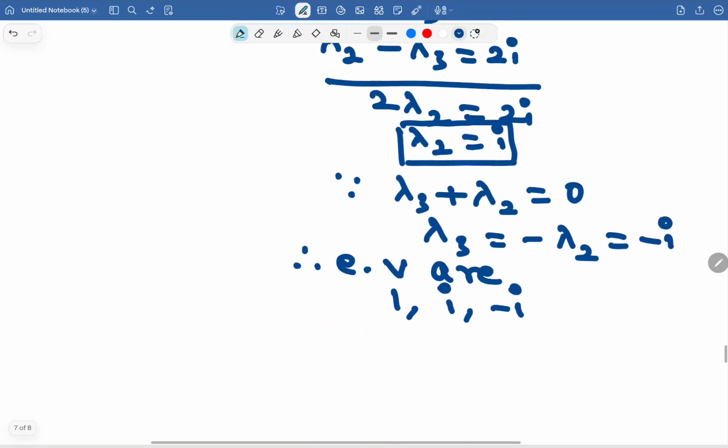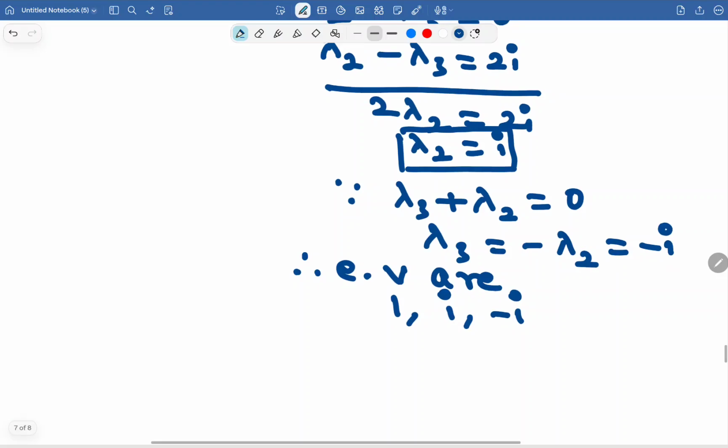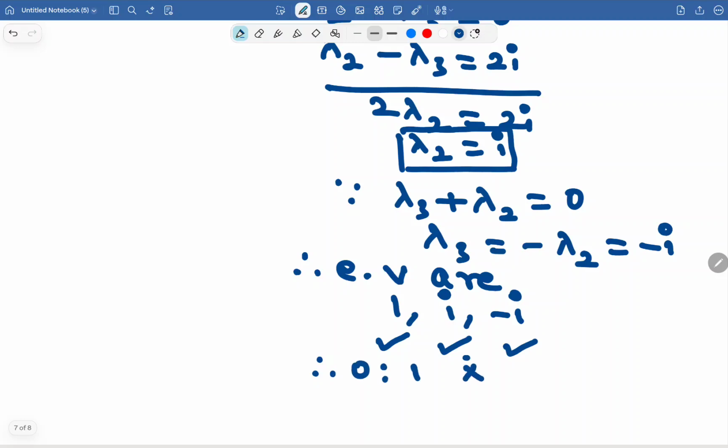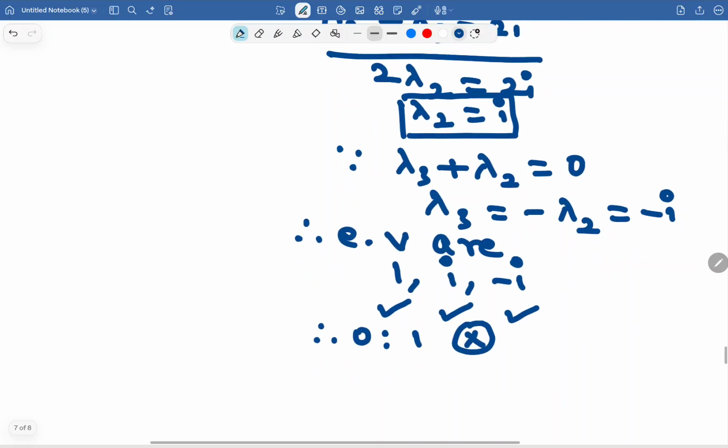Now check the options. First option: the characteristic polynomial of A has repeated roots. But we are getting one eigenvalue 1, second one i, third one minus i. So the first option is the wrong option, there are no repeated roots.